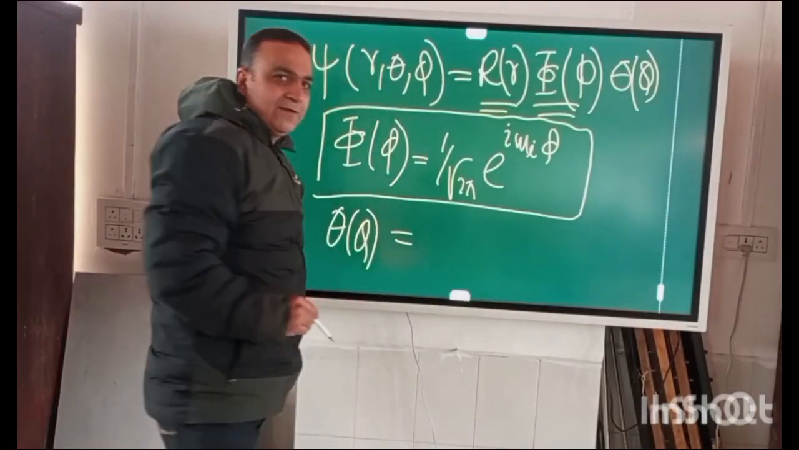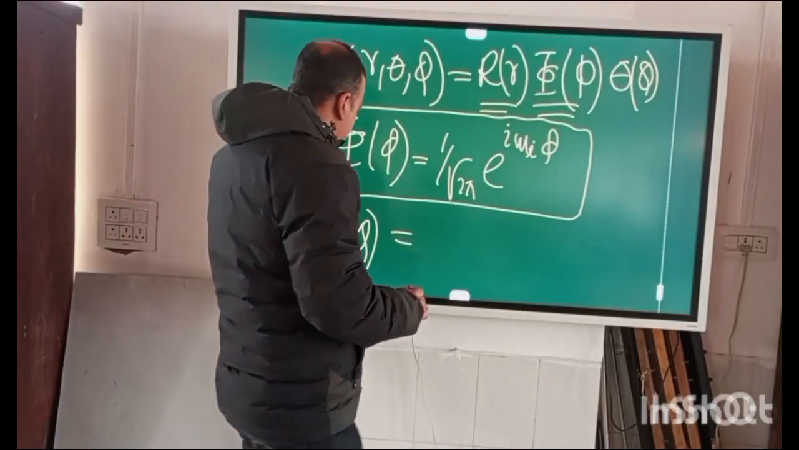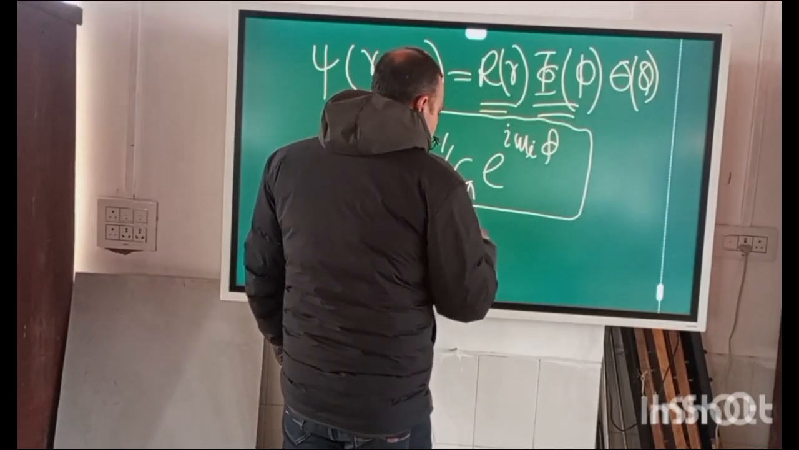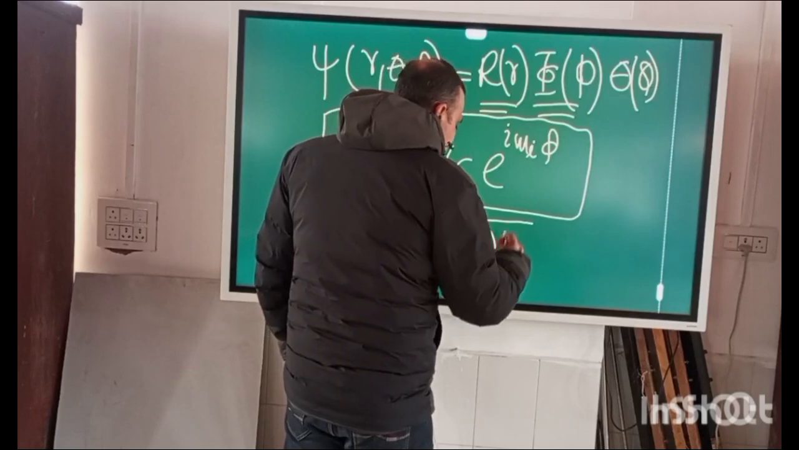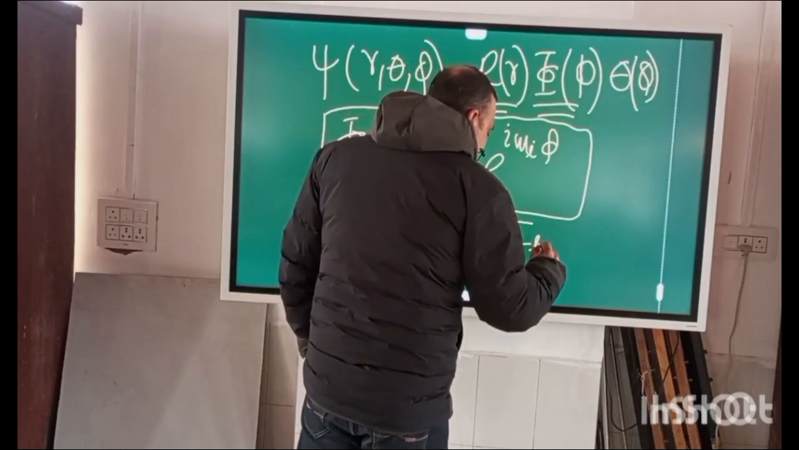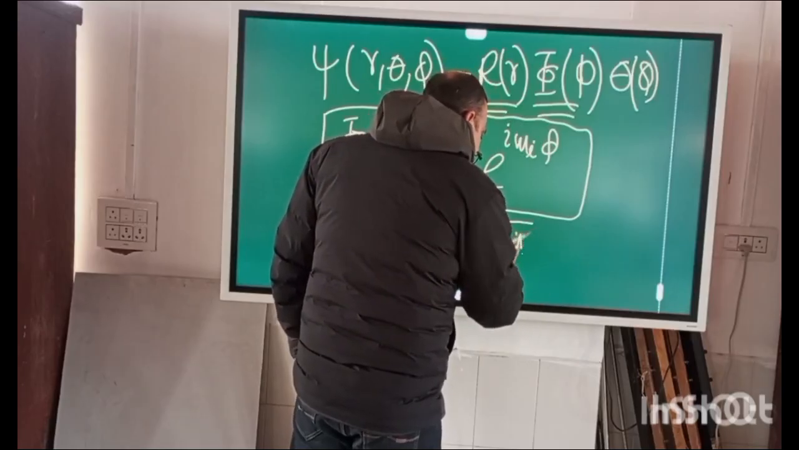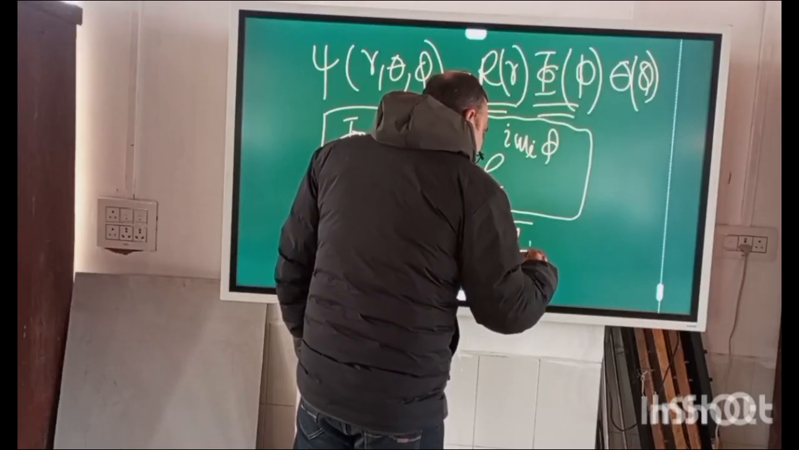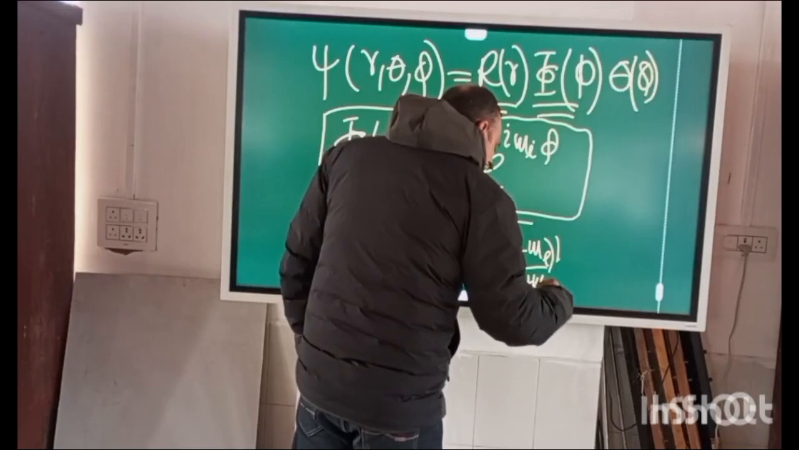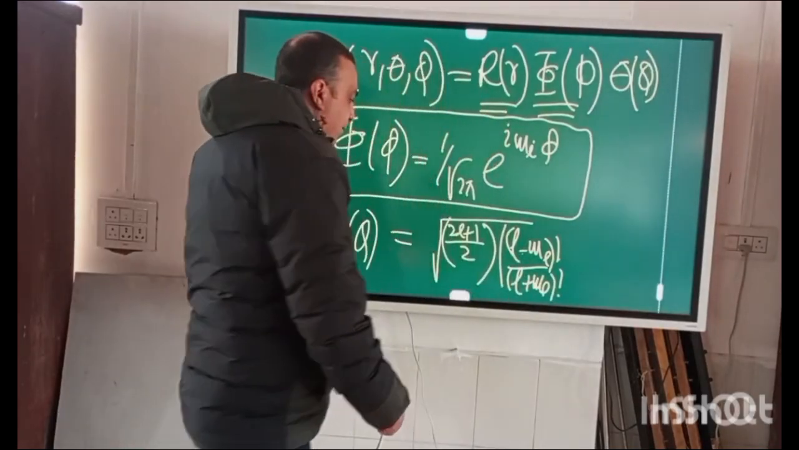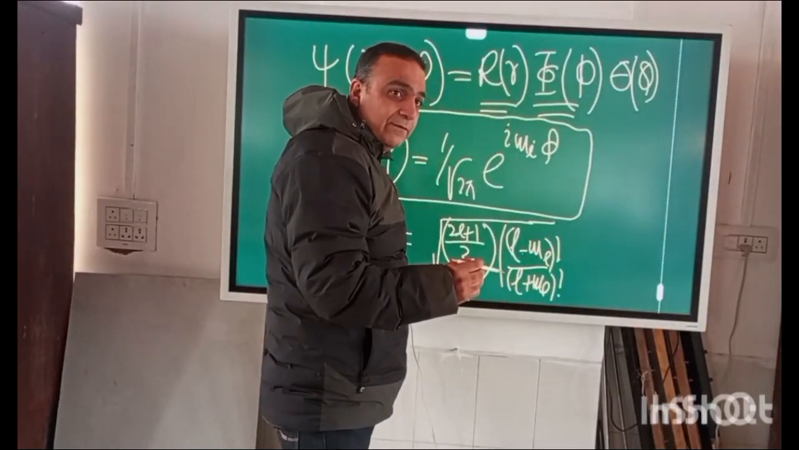What was that? Come on, do you have that? Theta of theta. It was under root of 2l plus 1 divided by 2, times l minus ml factorial divided by l plus ml factorial. And then, come on, after that? This is the Legendre polynomial, P_l^ml of x.